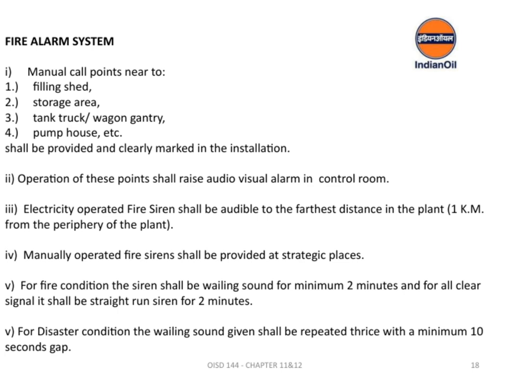Regarding the siren signals, a fire condition is indicated by a wailing sound that lasts at least 2 minutes. When the situation is under control or all clear, the siren should run straight for 2 minutes. In case of a disaster, the wailing sound is repeated 3 times with a minimum 10-second gap between each cycle, emphasizing the seriousness of the situation. These measures, when implemented properly, create a reliable warning system that can save lives and protect property by ensuring swift and clear communication during emergencies.